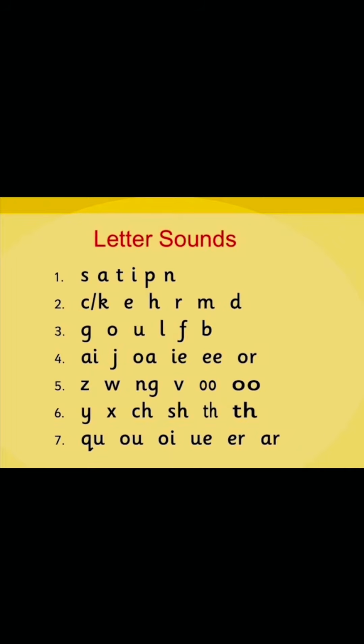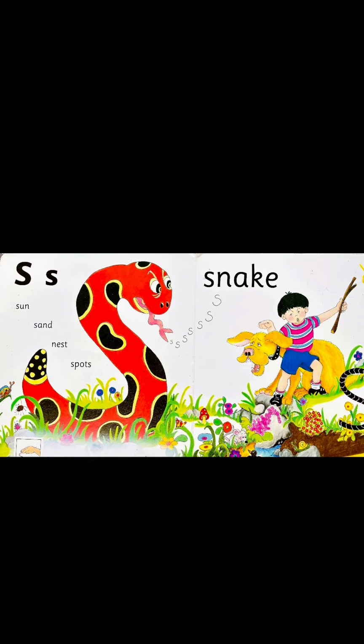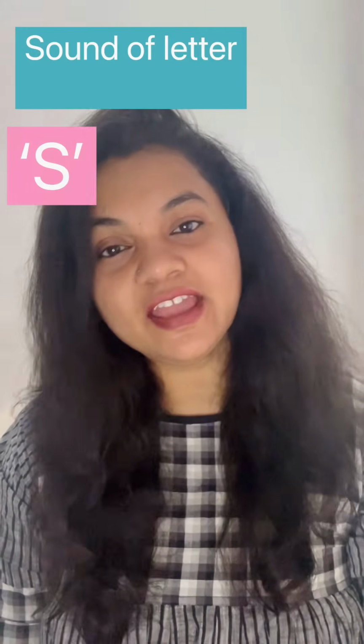7 group of Jolly Phonics. Group 1: S, A, T, I, P and N. Wave hands in an S shape like a snake and say S. Sound of letter S.